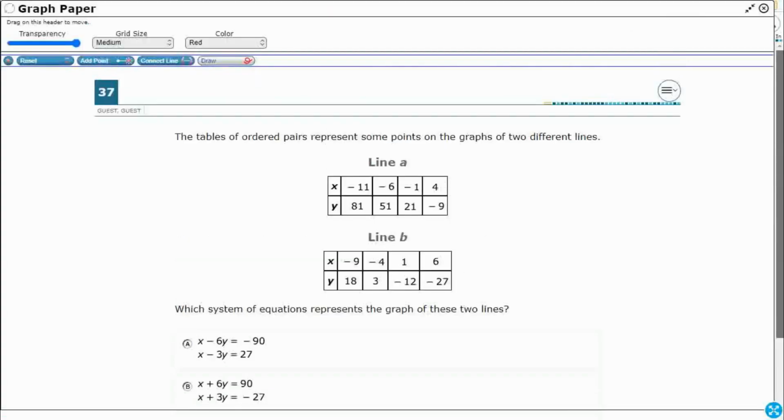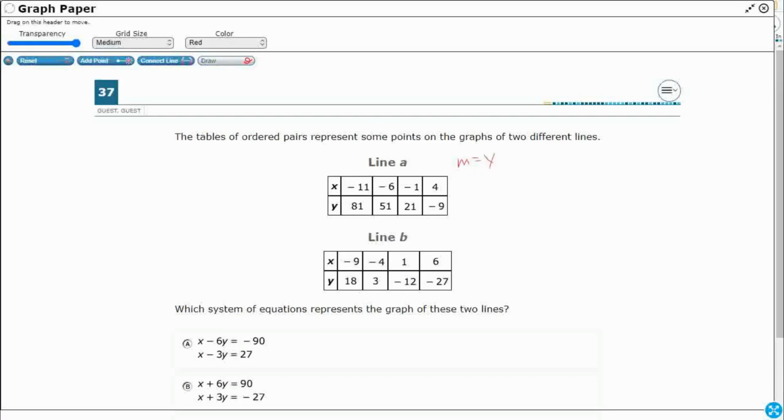So let's find the slope here of line A. My slope is going to be y sub 2 minus y sub 1 over x sub 2 minus x sub 1. So rise over run. Let's pick the smallest numbers right here. Let's make that x1 and x2, y1 and y2. So that's going to end up being -9 minus 21, over 4 minus -1. So that's going to be -30 over 5. So it looks like my slope is -6.